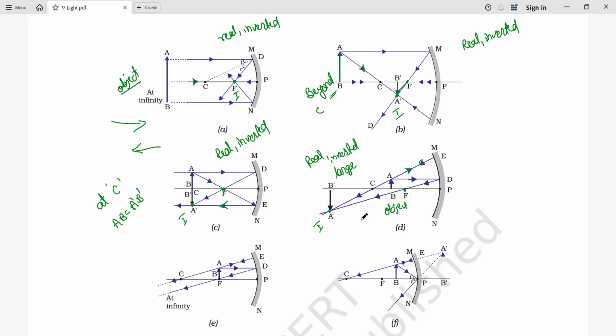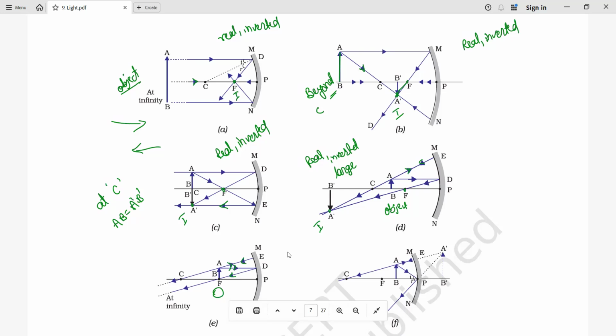Next position: where is the object? At focus. This is the object. So again, two rays are taken. One is parallel to the principal axis; after reflection, it is going to pass through the focus. Another is going to pass through the center of curvature; after reflection, it takes the same path. So finally, it is going to meet at infinity. The image is real, inverted, and very large.